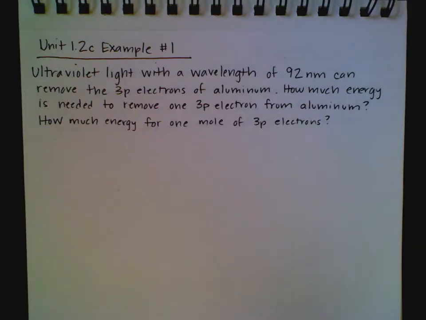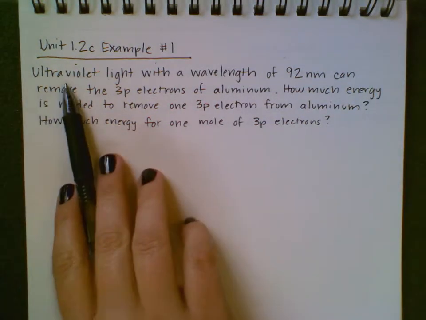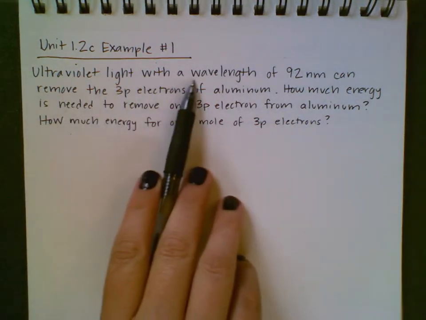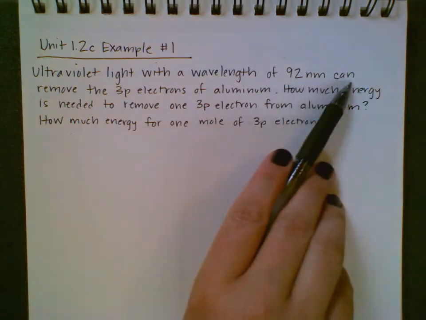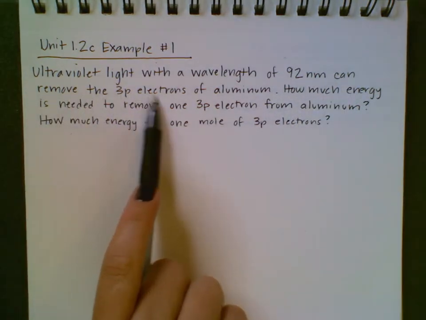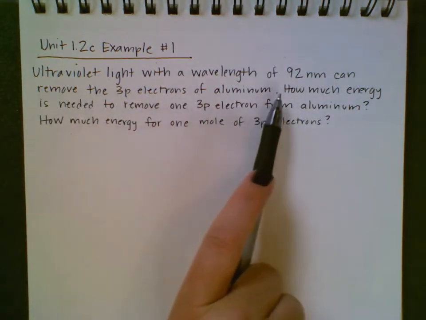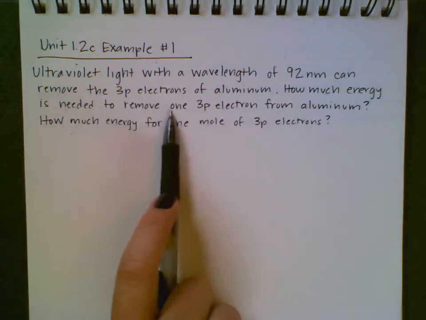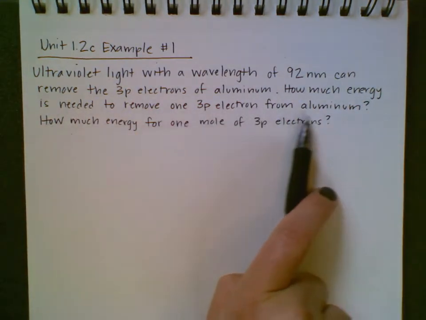Unit 1.2C's first example, number 1, should hopefully feel a little bit familiar, and so I'm hoping you were able to do this without my assistance. But if you're not, we're going to go over the problem and hopefully clear up any questions that you have. So for the first example, it says ultraviolet light with a wavelength of 92 nanometers can remove the 3p electrons of aluminum. How much energy is needed to remove one 3p electron from aluminum?